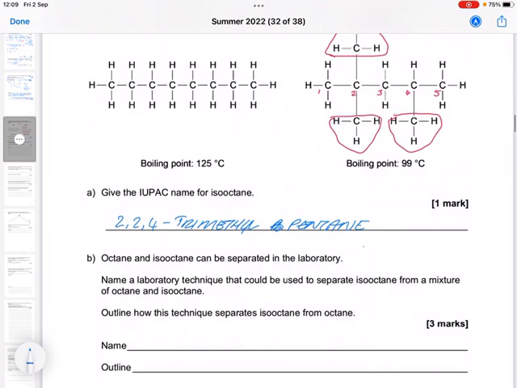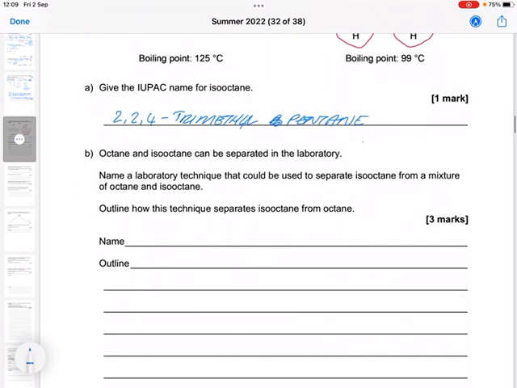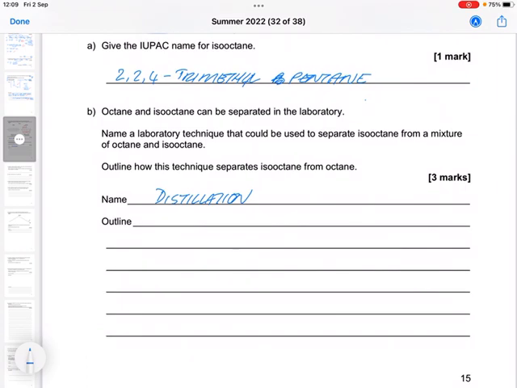Okay, so these can be separated in the laboratory. Name a technique, or this is going to be distillation or fractional distillation. And outline how this separates isooctane from octane. Okay, this is all about the boiling points. Okay, so isooctane has a lower boiling point, so it will evaporate first.